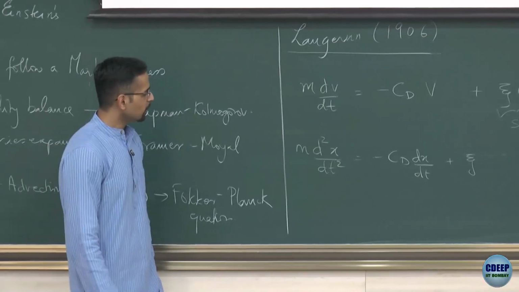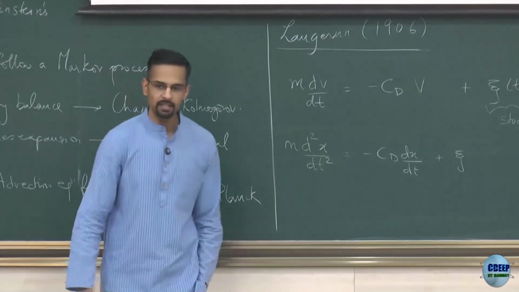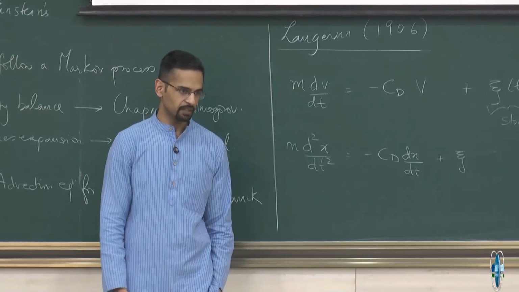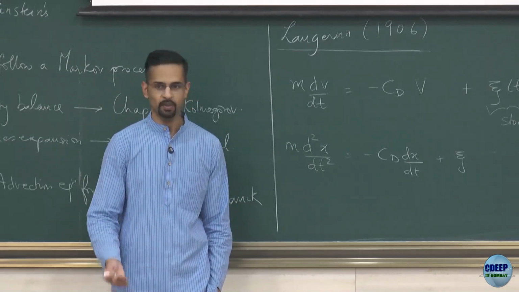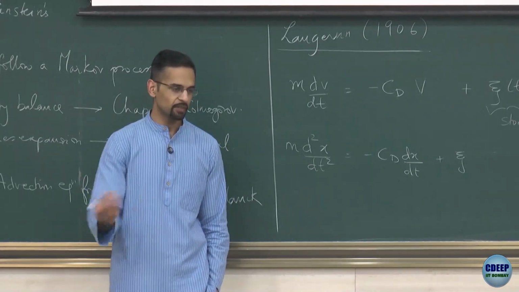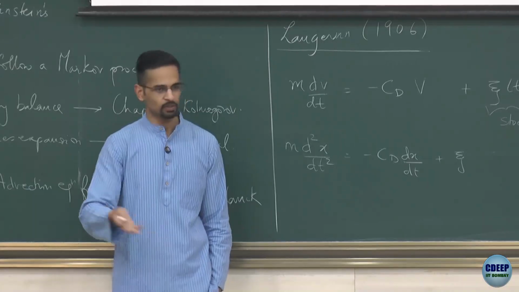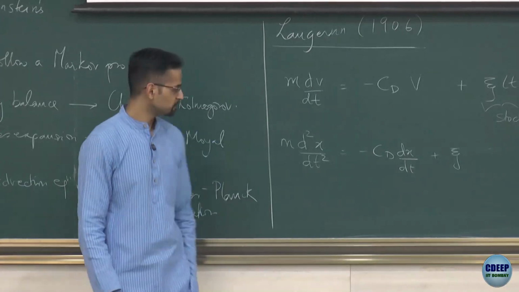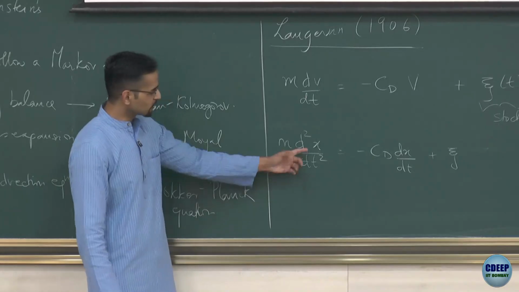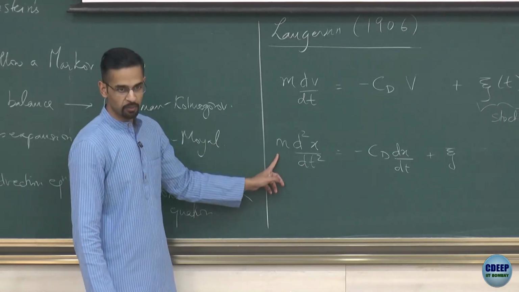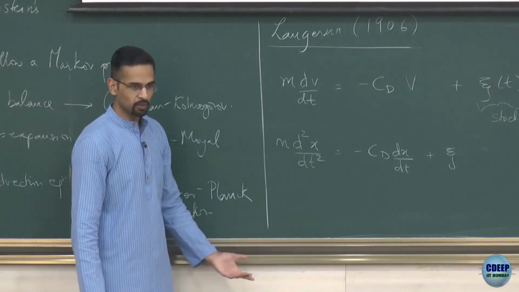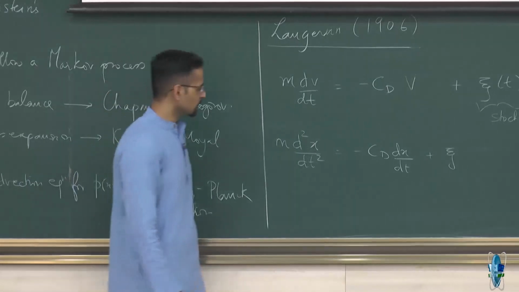And now what he wants to do ultimately is get the evolution of the mean square displacement, so x square, because the average of x is going to stay 0 since you're going forward and backward equally. So to get the evolution of x square, the natural thing to do is to multiply with x throughout. So that's what he does.